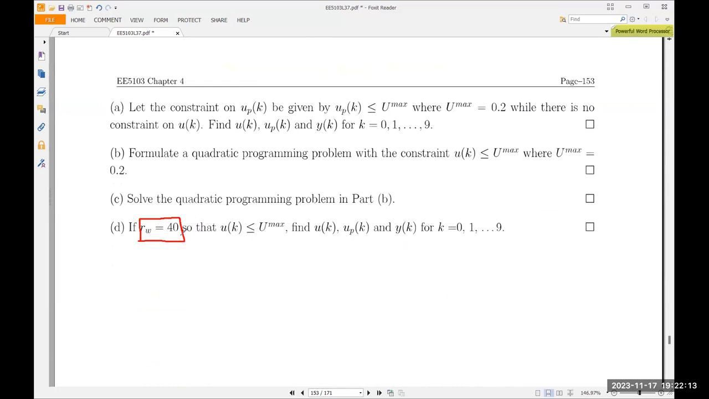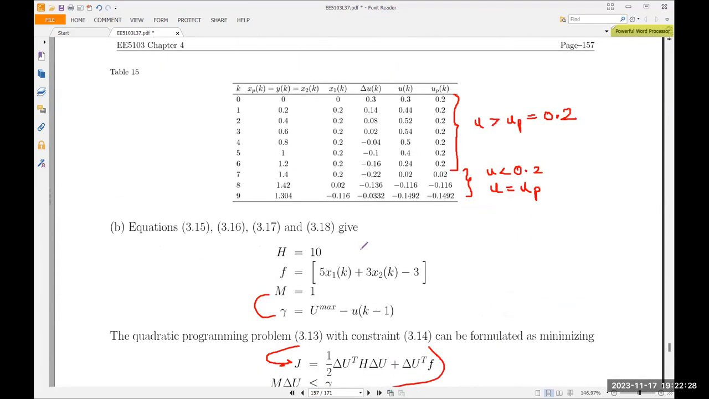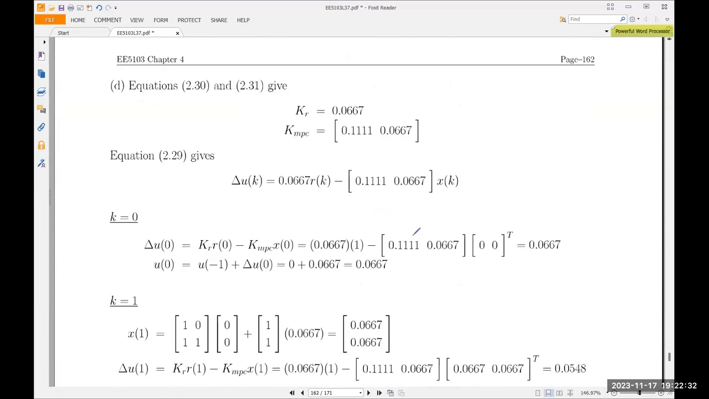All right, 40. I think previously it was smaller than that. Okay, so then we do the standard MPC with no constraint, the one that I first taught you in the first lecture. Then you will find what you get is KR is small, KMPC is also small. All right, 30 and 31 will give you this.